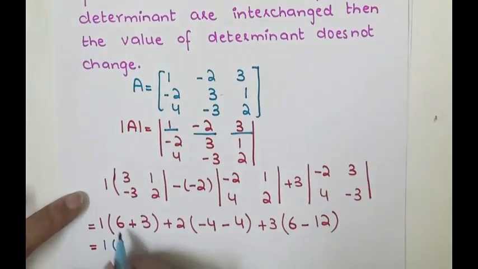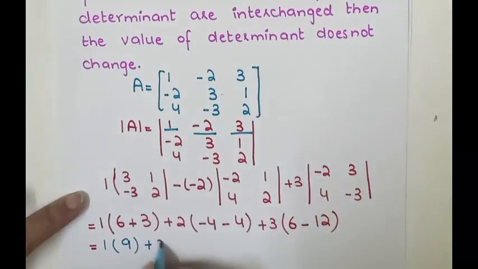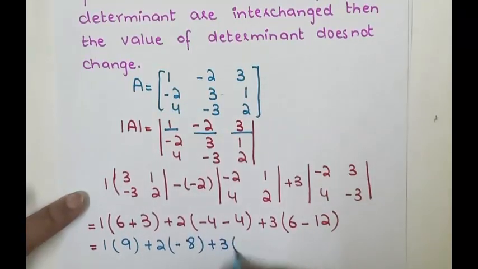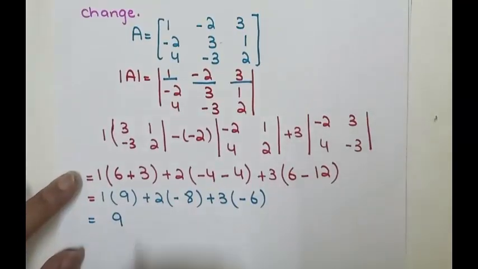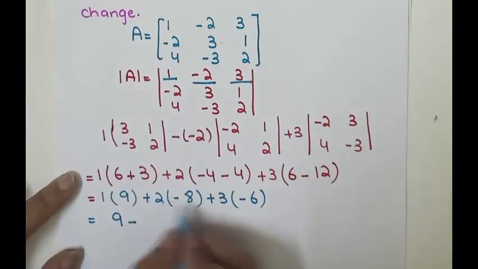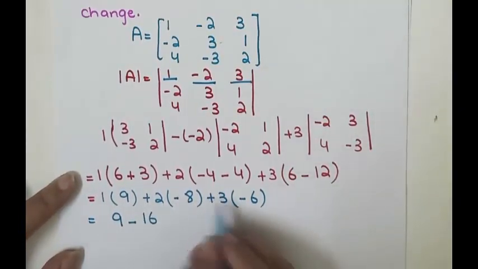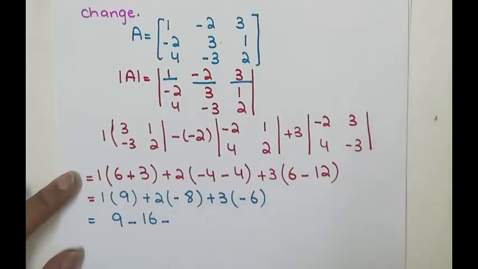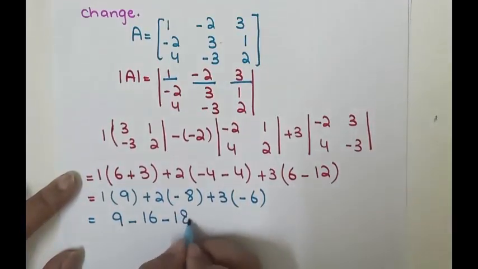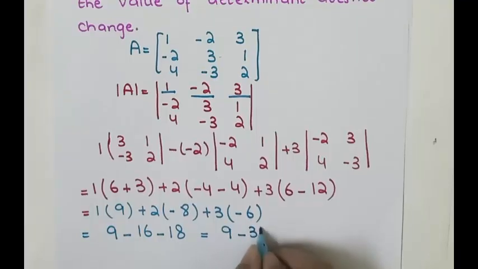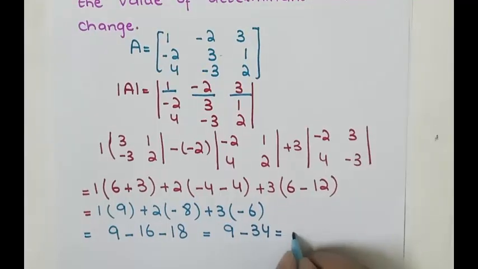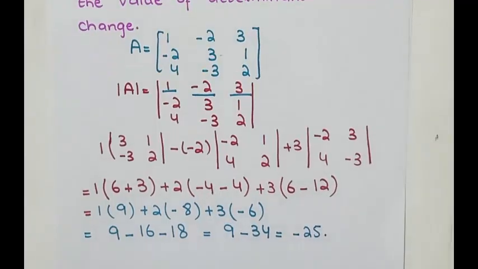Now we have 1 times 6 plus 3 is 9, plus 2 times minus 4 is equal to minus 8, plus 3 times 6 minus 12 is minus 6. This we have is 9, plus minus minus 2 times 8 is 16, plus minus is minus, 3 times 6 is 18. This is 9 minus 34, which is equal to minus 25. So this is the value of the determinant A.